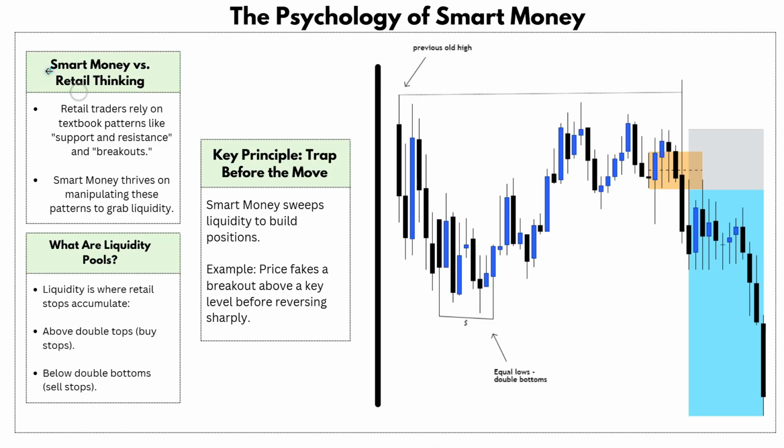First, let's get into the psychology of money. Smart money versus retail thinking. Retail traders rely on textbook patterns like support and resistance and breakout setups. Smart money, on the other hand, thrives on manipulating these patterns to grab liquidity.